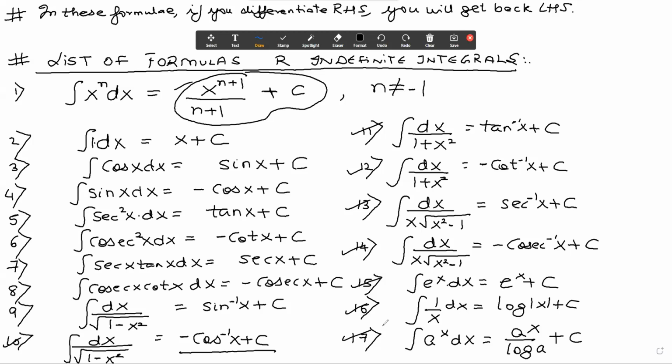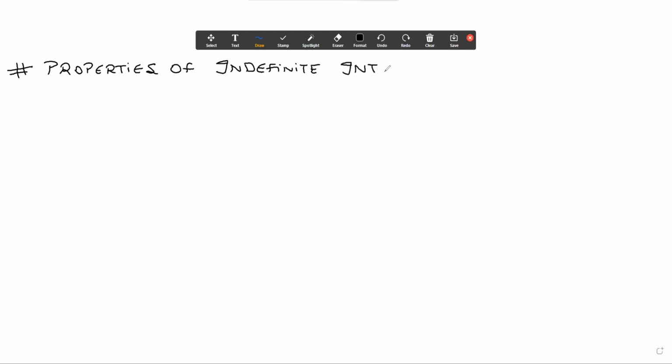Moving forward, let us now do properties of indefinite integrals. So let's look at the properties. So property number 1.